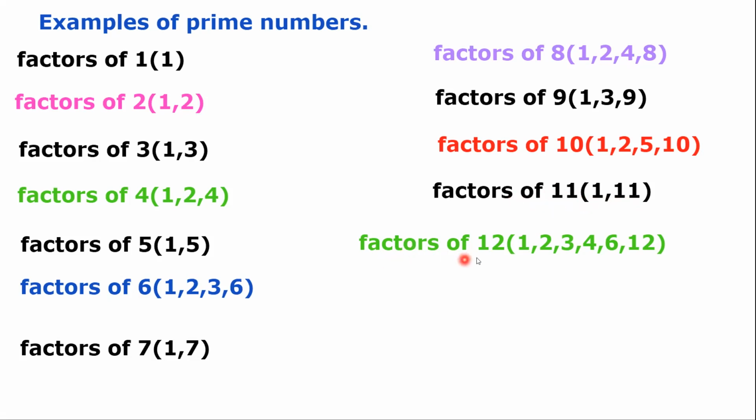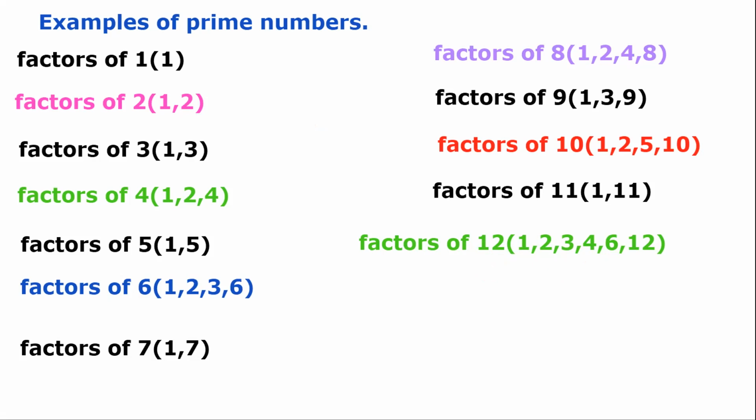Then let's see the factors of 12. The factors of 12 are 1, 2, 3, 4, 6, and 12. 12 has more than two factors, and based on that, 12 can never be a prime number. Because the factors are more than two, 12 is a composite number.